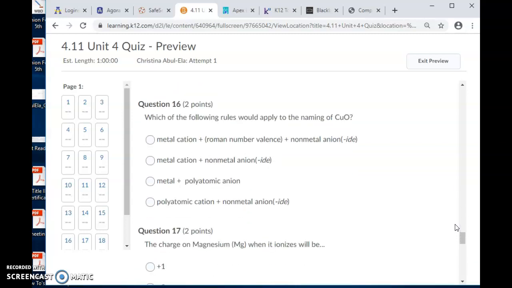Question 16. Which of the following rules would apply to the naming of CuO? A metal cation plus Roman numeral valence plus nonmetal anion ending in -ide. A metal cation plus a nonmetal anion ending in -ide. A metal plus a polyatomic anion. A polyatomic cation and a nonmetal anion ending in -ide.